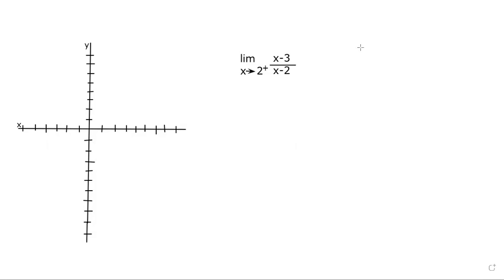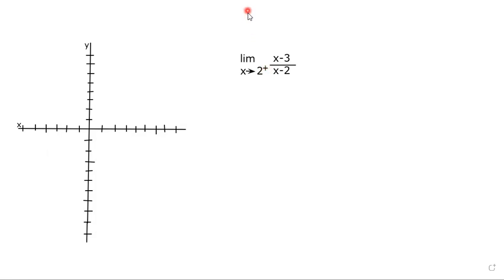Okay, here we want to look at infinite limits, limits that go to infinity. So the first thing we want to look at is the limit of the function x minus 3 divided by x minus 2 as we approach 2 from the right side. Remember, this plus sign means from the right side.